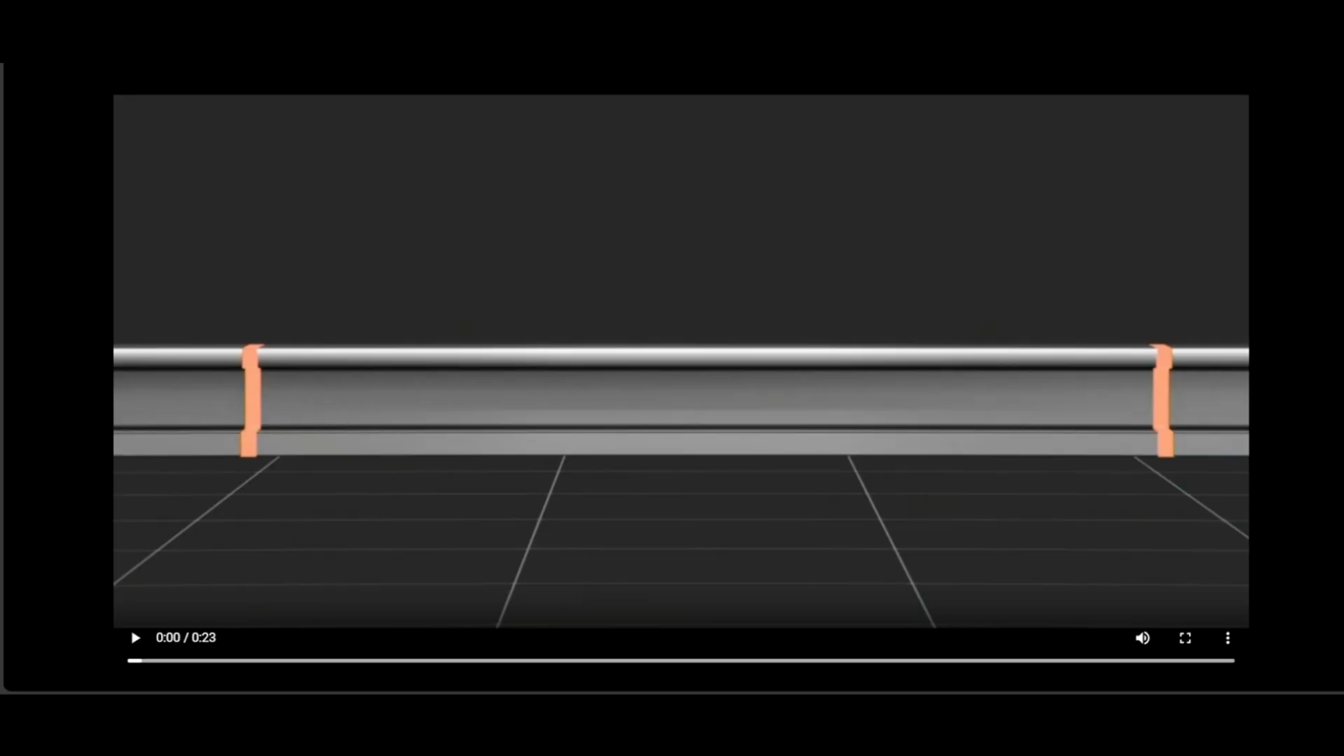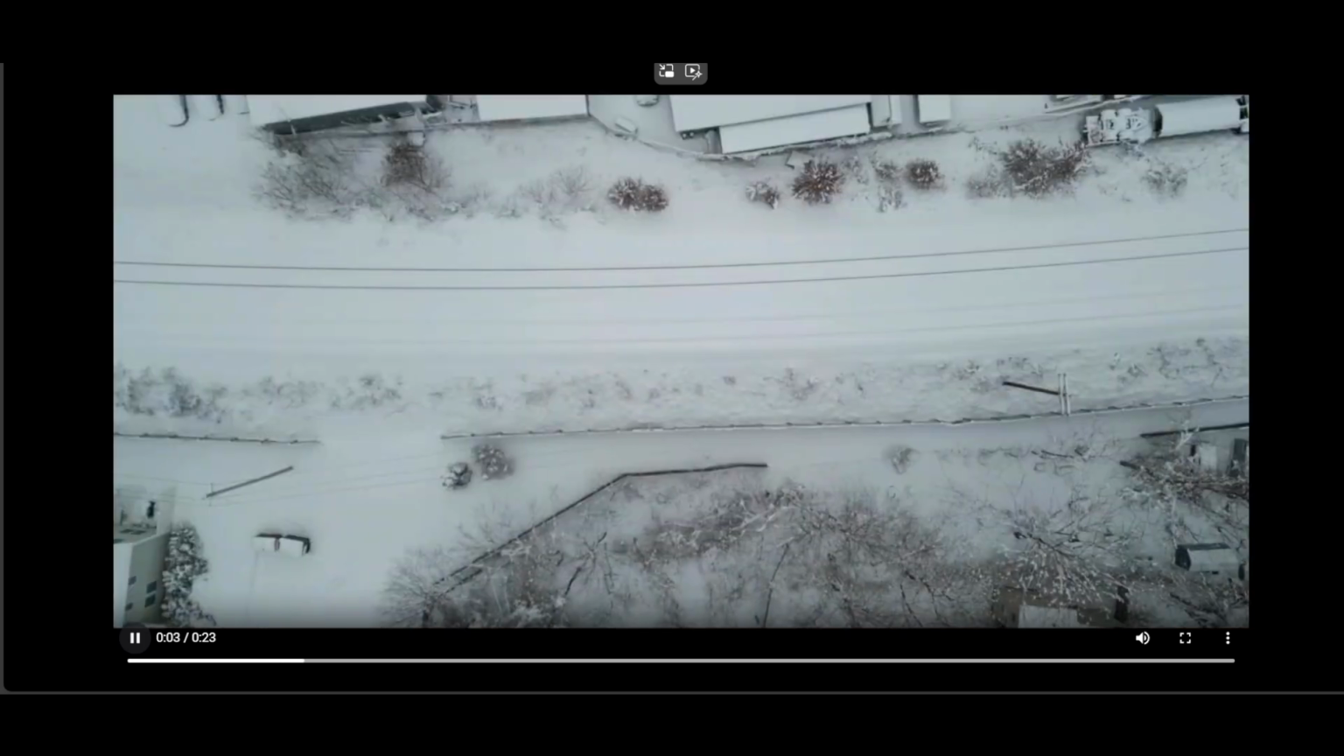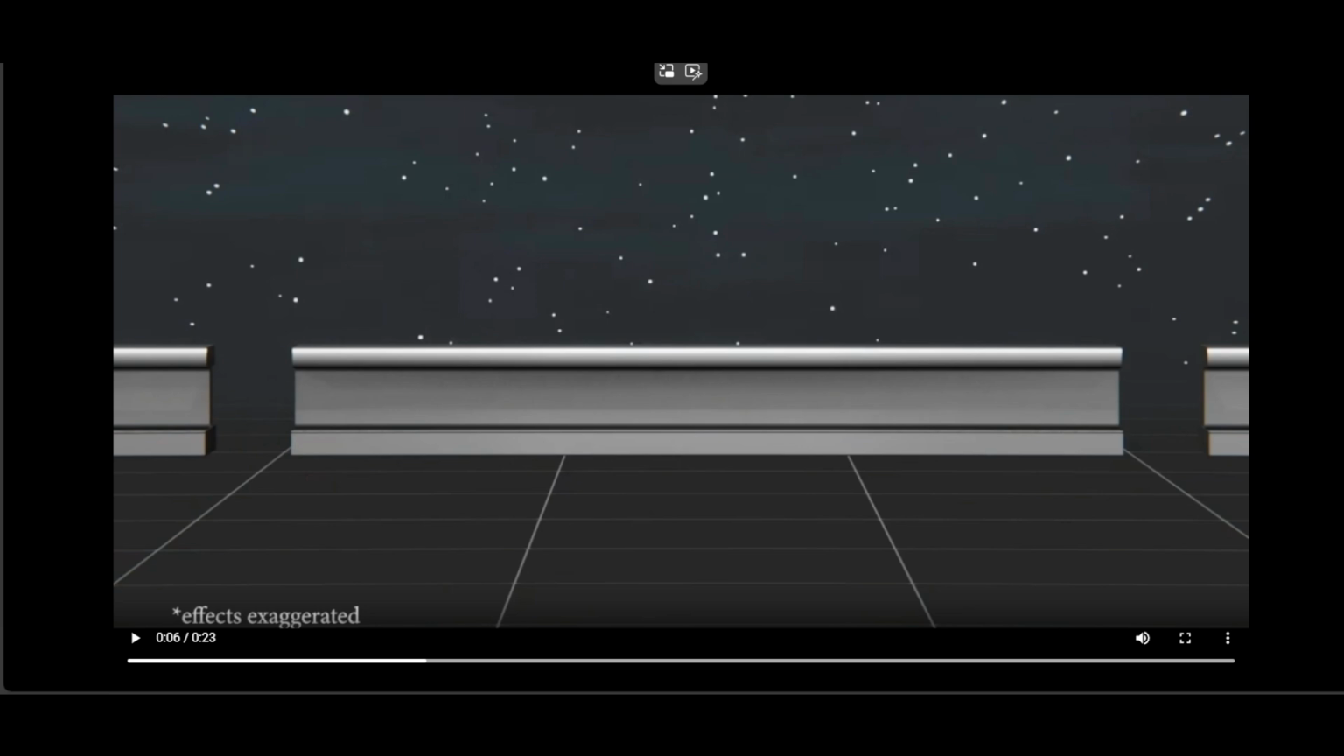I will show you an animation from the channel Veritasium. They did a video on this. So the train tracks, you will see that there are some gaps in them. And in winter, they generally shrink. And of course, the effects are exaggerated so that you understand what's actually happening.